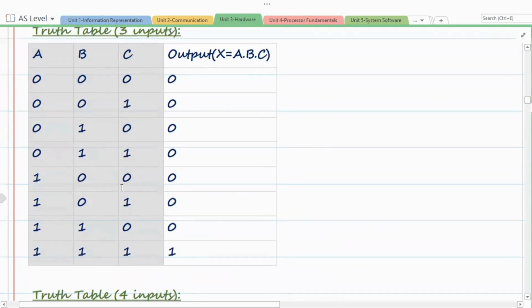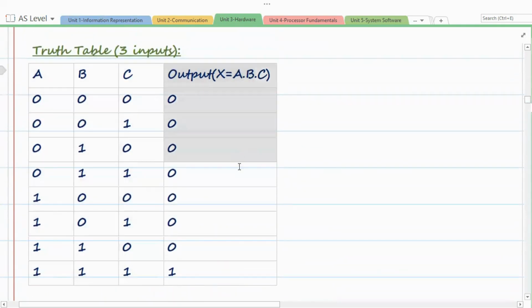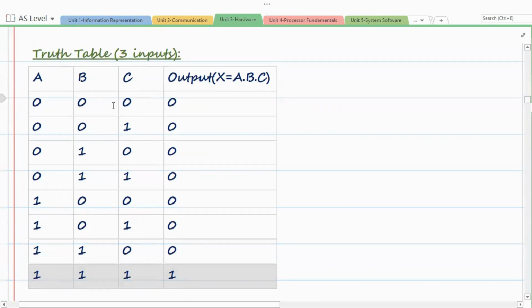So these are all inputs. Now the output that we get is 1 only when all the inputs are 1. Otherwise it is 0. If any one of the inputs is 0, you get a 0 in the case of the AND gate.